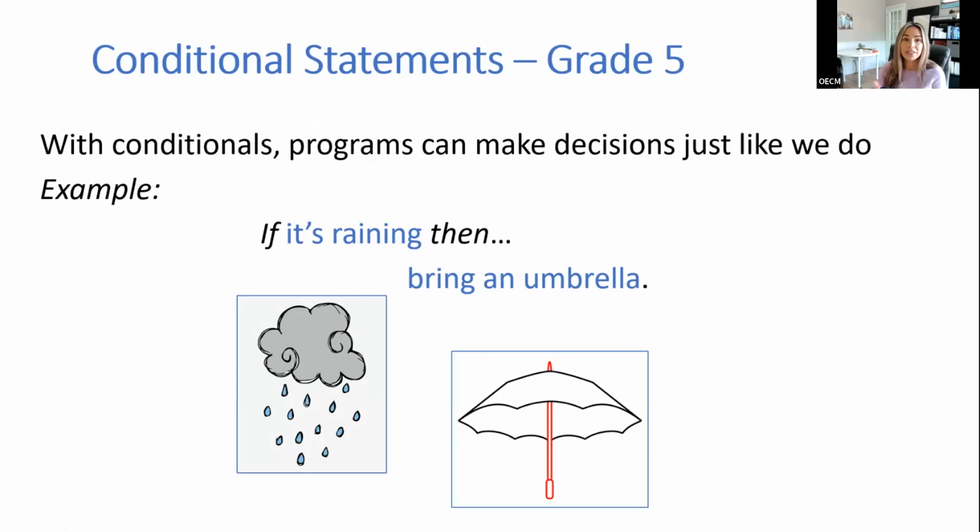So moving to the next one. Conditional statements. I always like to use this example when I'm explaining conditional statements to students. With conditionals, programs can make decisions just like we do, but they use something called conditional statements, also known as selection. So if it's raining, then bring an umbrella. The if is part of the conditional statement. The condition is it's raining, and then is part of the conditional statement. The action that you're going to do as a result of that condition, if this condition is true, is to bring an umbrella.